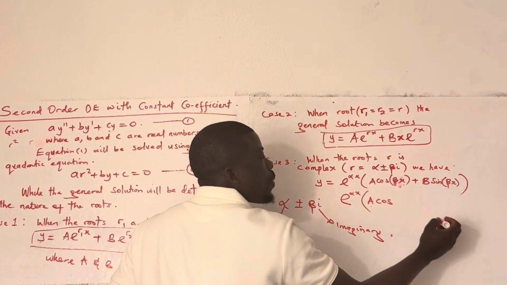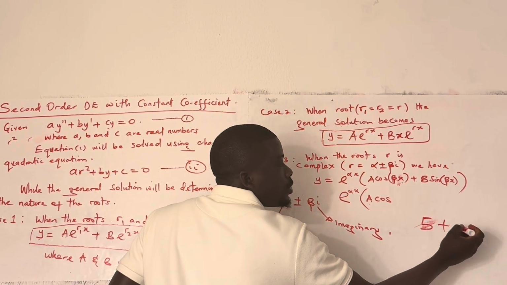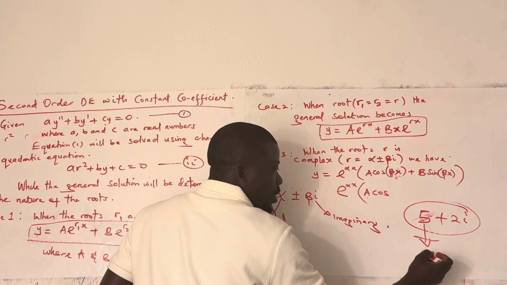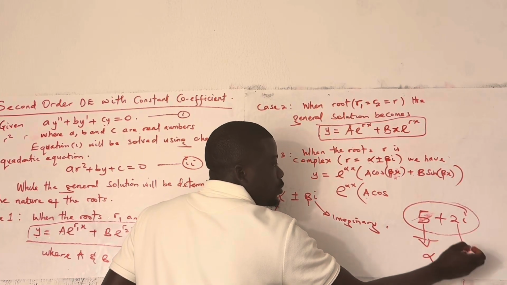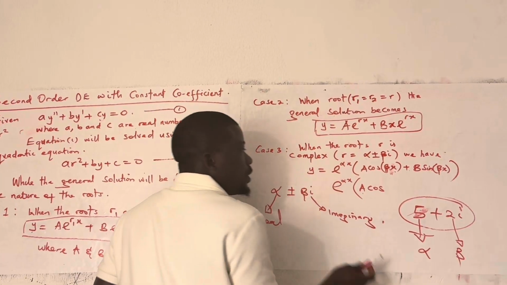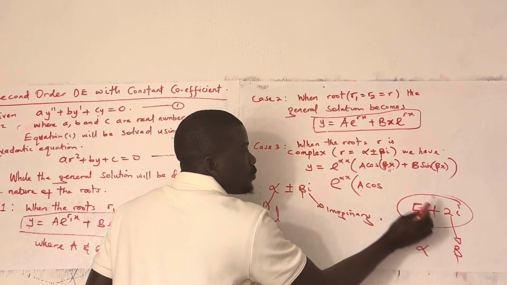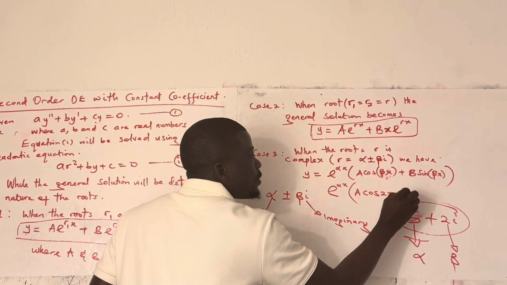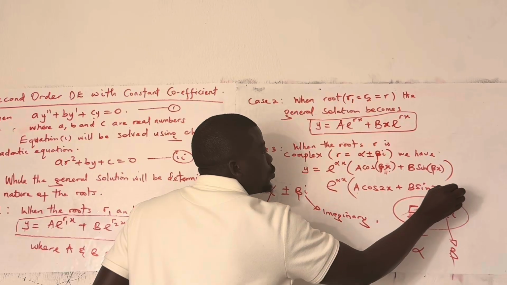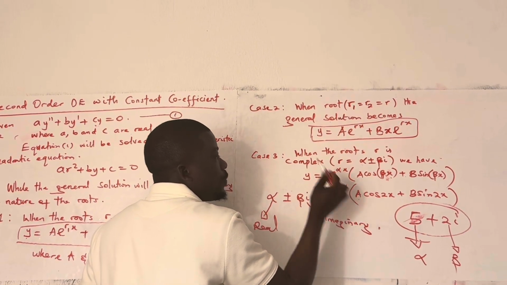So in a situation whereby you have 5 plus 2i, our 5 is the real part, which is alpha. Our 2 is our beta. So our general solution will be changed to what? Instead of writing beta here, we have 2. So we have A cos 2s plus B sine 2s. Our alpha will be 5.